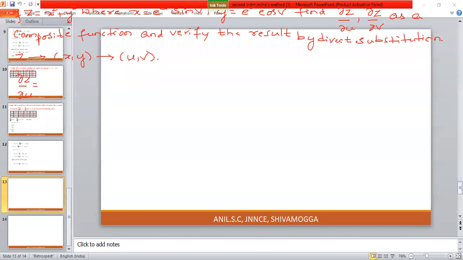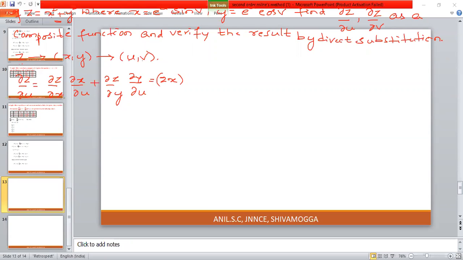What will be the expression? Del z by del u is del z by del x into del x by del u plus del z by del y into del y by del u. Substitute. This is equal to del z by del x. Derivative of z partially with respect to x, treating y as constant. Derivative of x square is 2x plus derivative of y square is 0 into del x by del u.